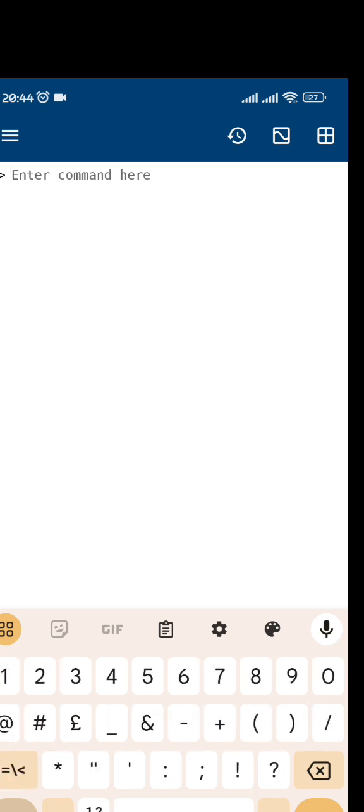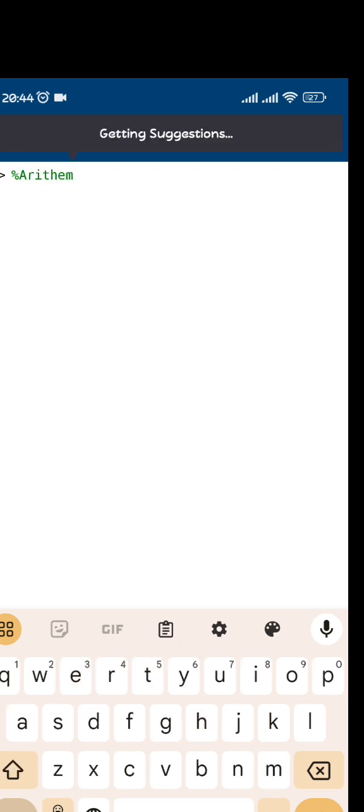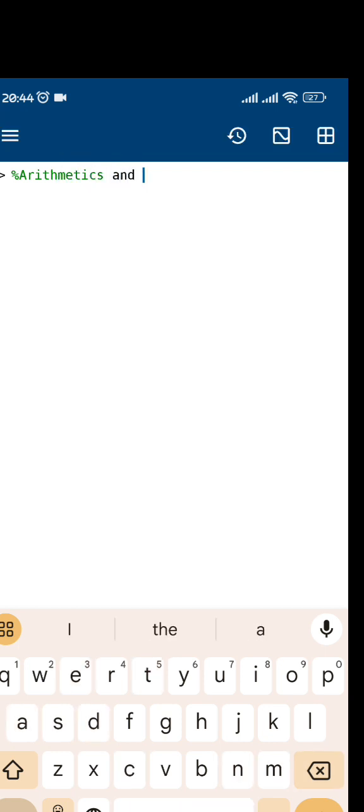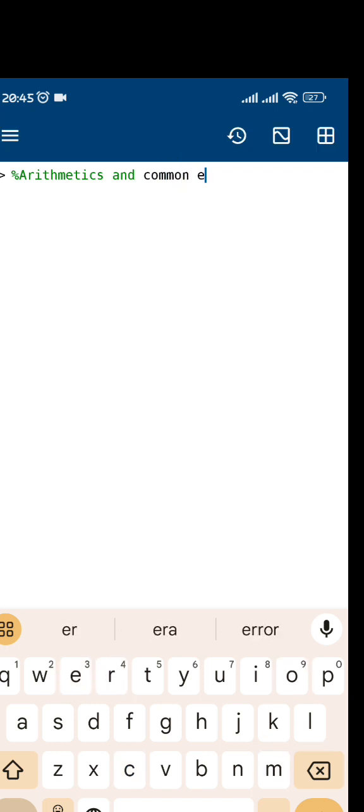So today's topics are going to vary about arithmetics, and furthermore we will also discuss some common errors that can occur while you are working in the MATLAB window.